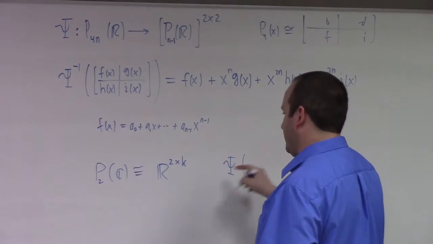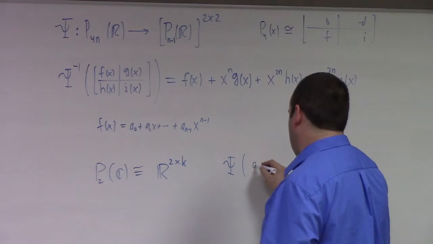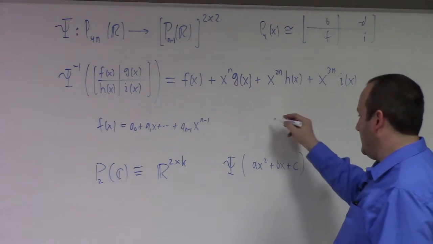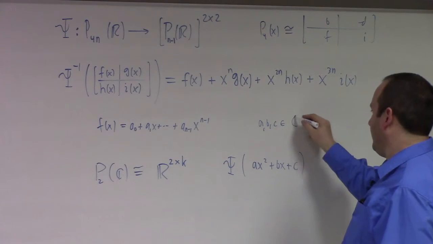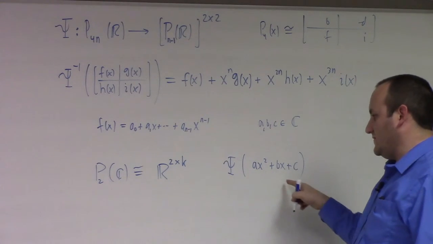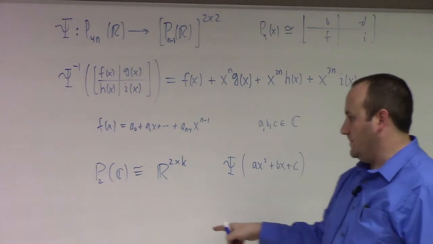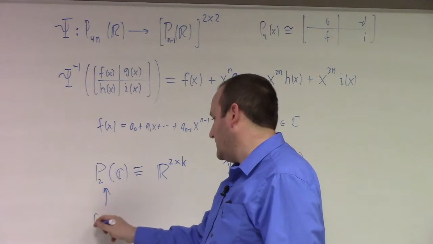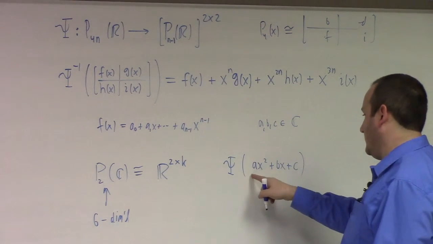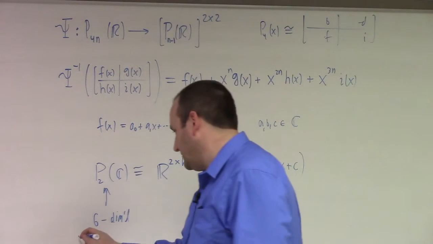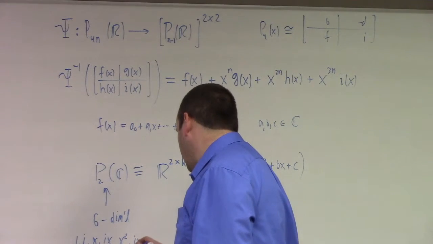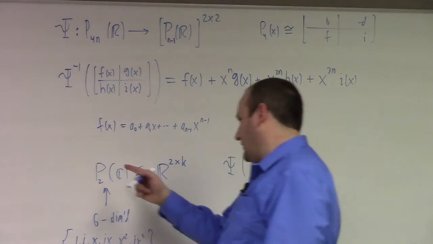So you're looking for phi of P2C looks like what? Like ax squared plus bx plus c, right? Where a, b, and c are what? The complexes, right? So how many real dimensions here? This is actually six dimensional over the reals, because a basis for this is what? 1, i, x, ix, x squared, ix squared, right? That's a basis for that space.